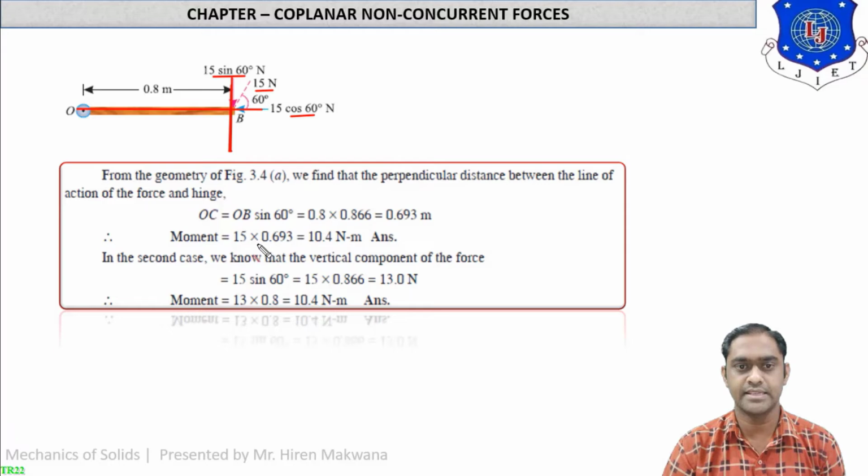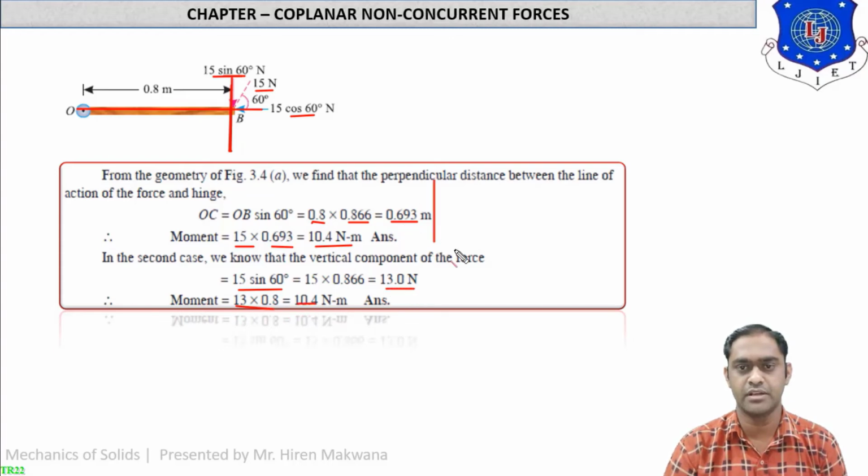15 sine 60. What is 15 sine 60? Or you can multiply like this: sine 60 into 0.8. Sine 60 is 0.866, and with 0.8 it will be 0.693. So it will give the moment like this: 15 times 0.693, which is 10.4 Newton meter. If you are confused like this, then just remember this: 15 sine 60 is the vertical component, which is 13 Newton, and 13 into 0.8 is equal to 10.4 Newton meter.